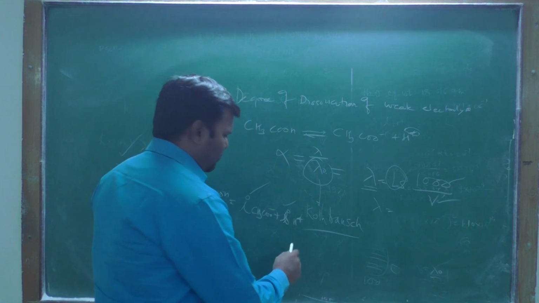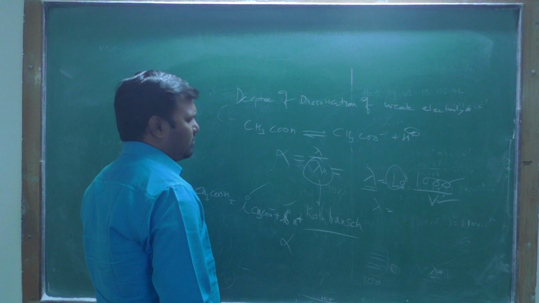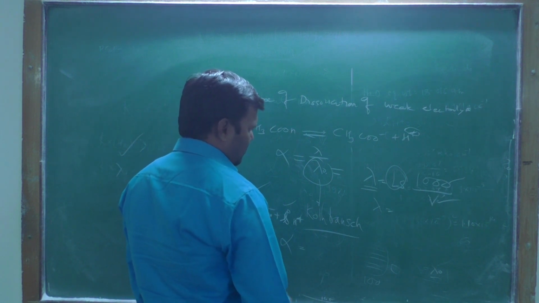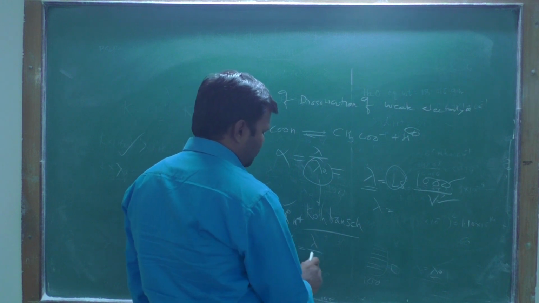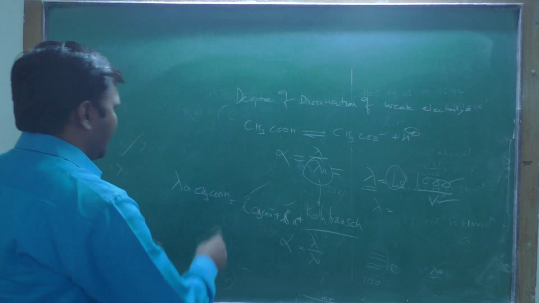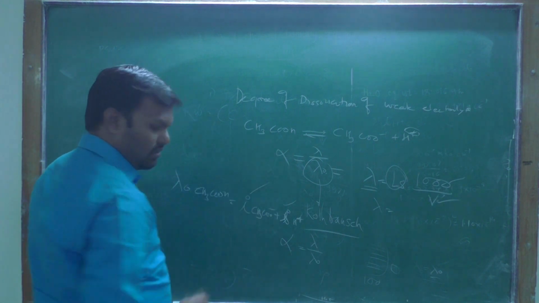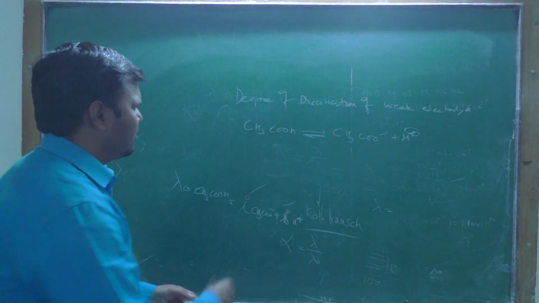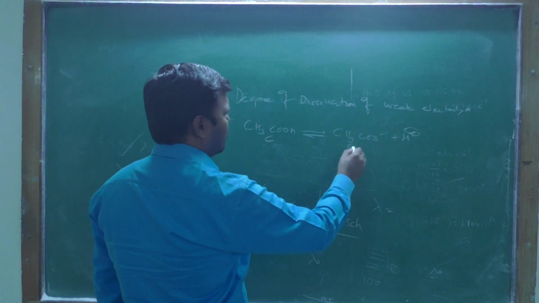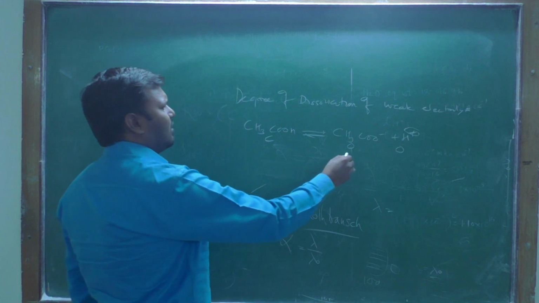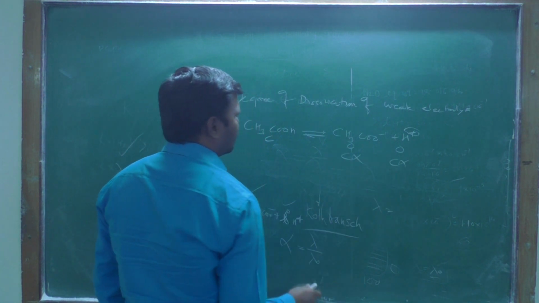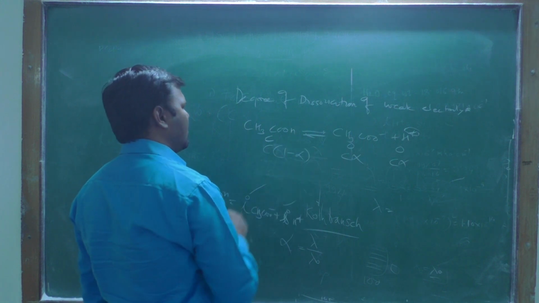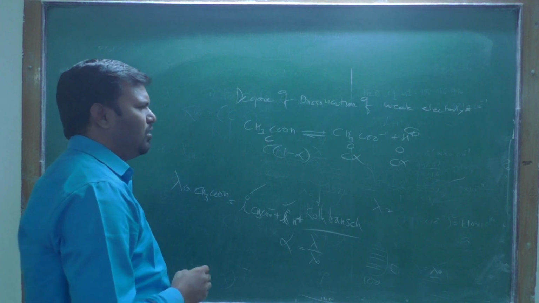Then you can find out the degree of dissociation, the alpha value. Degree of dissociation is equal to lambda upon lambda 0. Take the initial concentration of acetic acid as C. At time 0 the concentration is C, then after some time C alpha is dissociated, and therefore C(1 minus alpha) is the concentration at equilibrium.